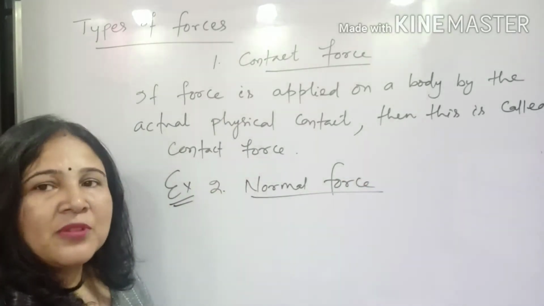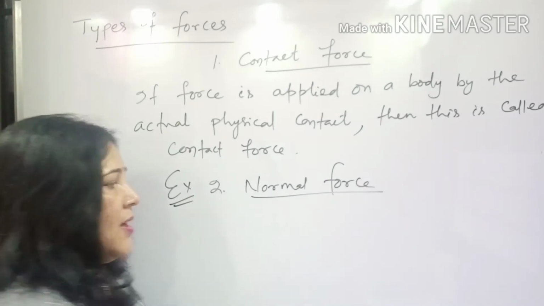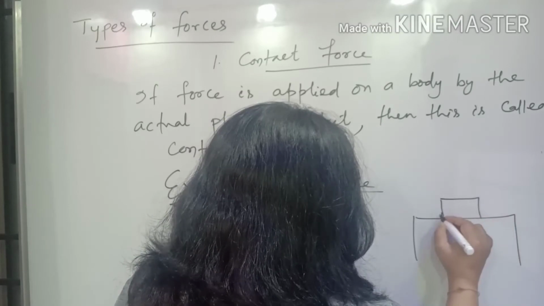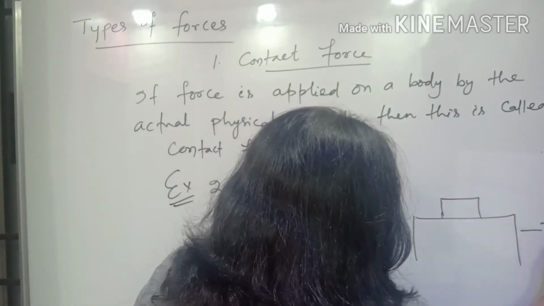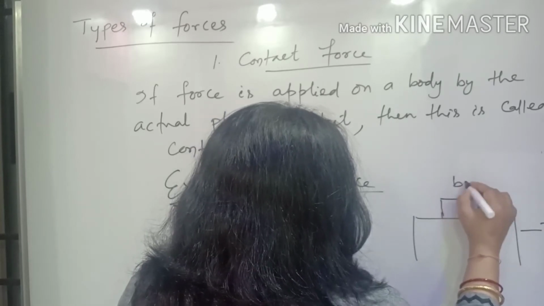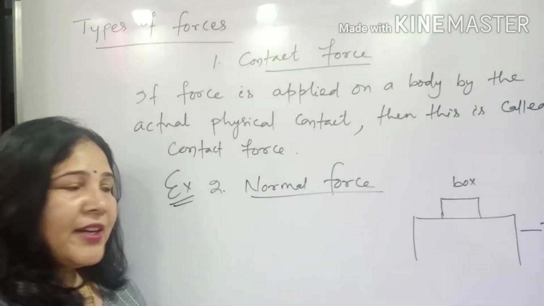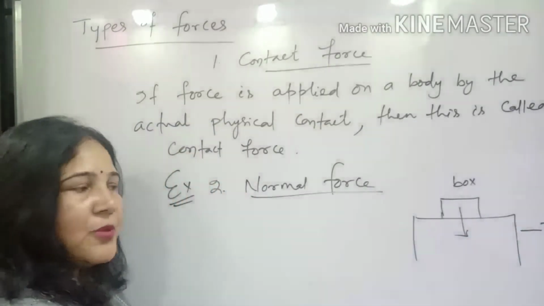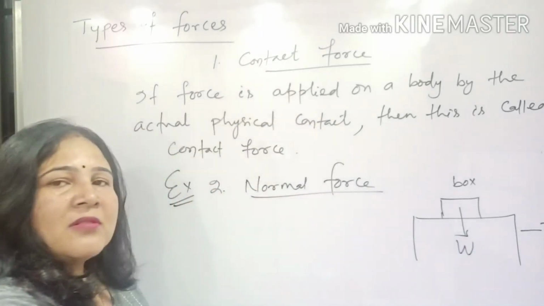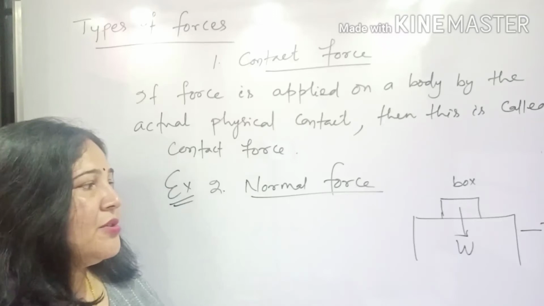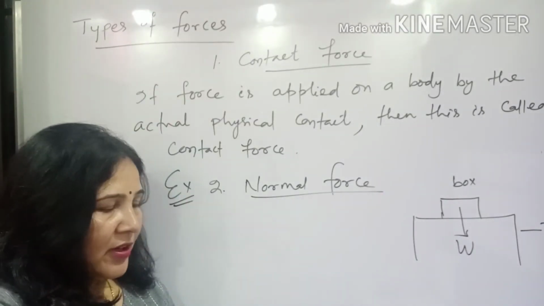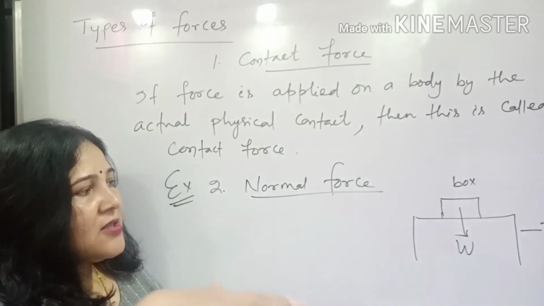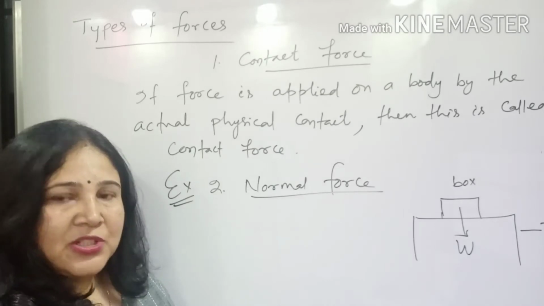Normal force is another example of a contact force. What is normal force? Suppose this is a tabletop and on it there is a box lying. When this box is lying, its weight is always falling on the table, so the box is applying a force on the table. Its weight is acting in this direction. But you might have noticed that due to this weight, the box is not going downward. The table is as it is, and the box is balanced on the surface of the table.